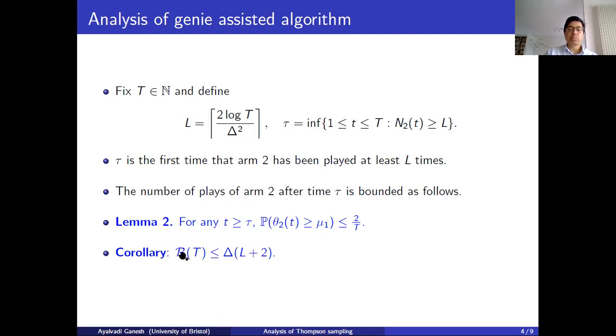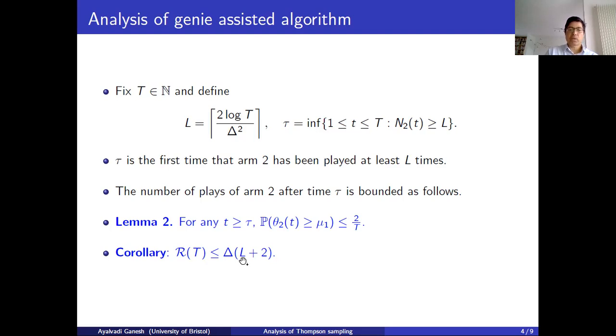And we use this lemma to bound the regret. Recall that every time arm 2 is played, a regret of delta is incurred. Now, by definition of tau, the number of times that arm 2 is played up to time tau is exactly L, if tau is smaller or equal to T, capital T. If this arm was not played L times up to time T, then it's strictly smaller than L and the regret is even smaller. So up to time tau, the maximum regret we can incur is delta times L.